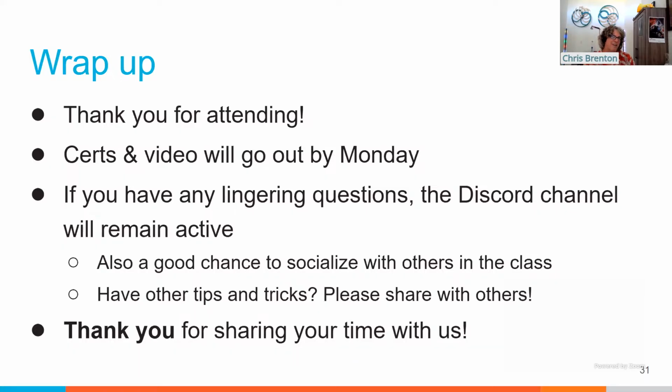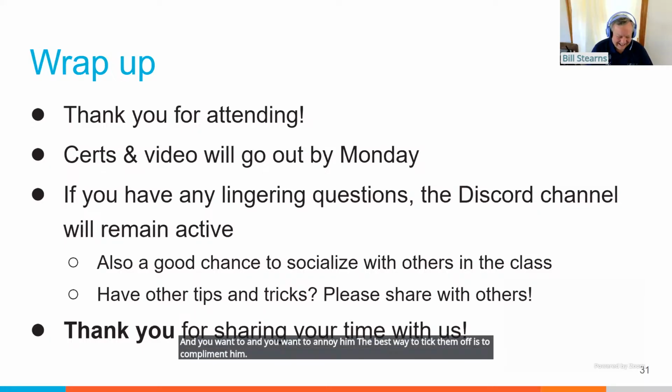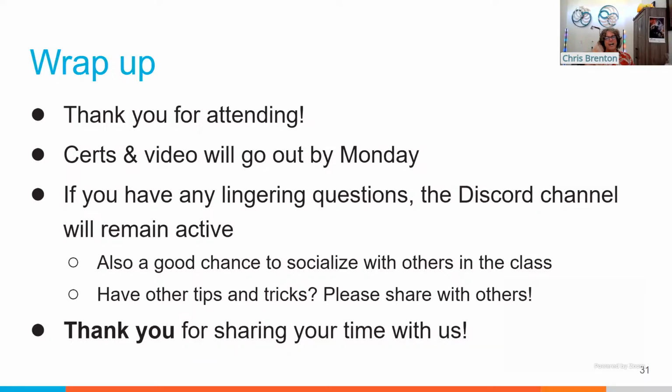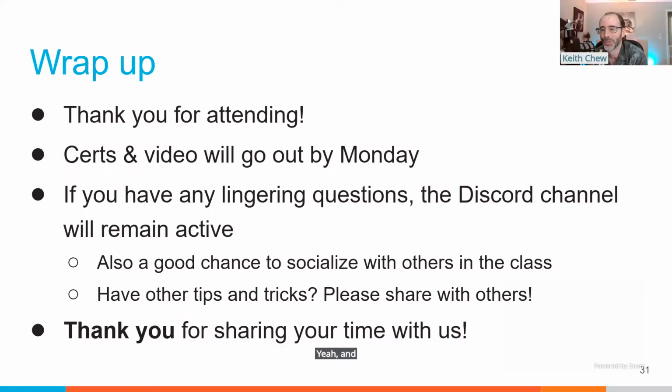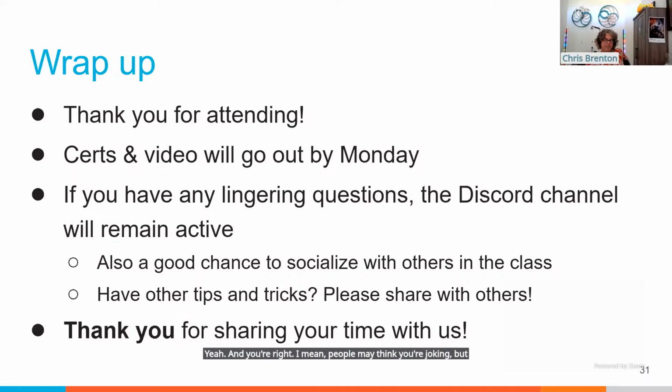Don't mention that model in front of John Strand. He gets upset. Actually, if you're in a John Strand class and you want to annoy him, the best way to tick him off is to compliment him. Come on, guys, say nice things to John about John to John, and that's the easiest way to make him uncomfortable. Yeah, and you're right. People may think you're joking, but that's actually effective.